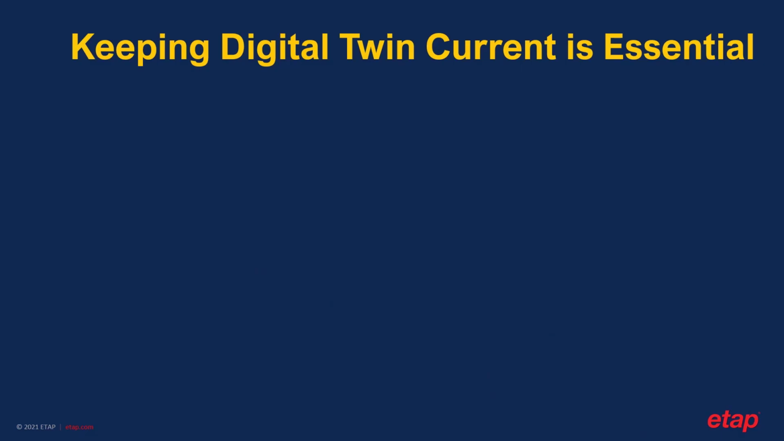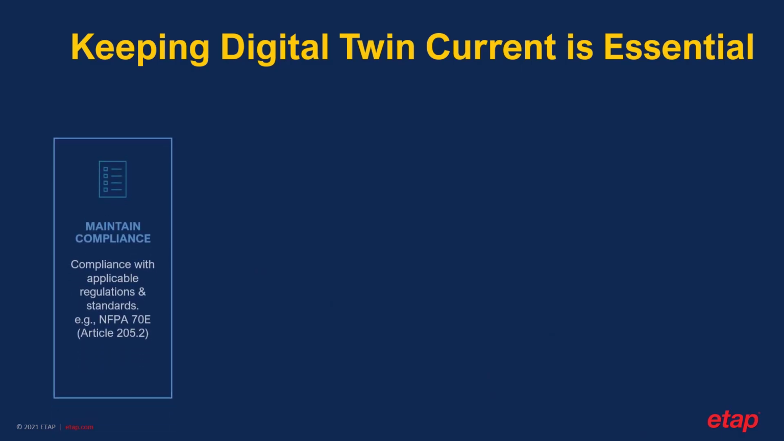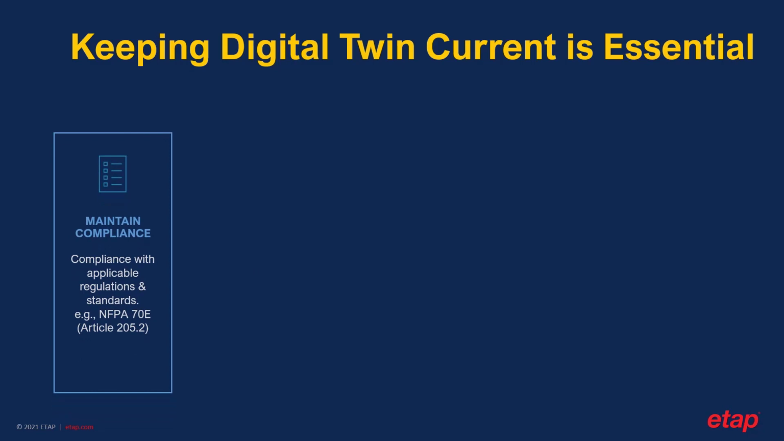Keeping this digital twin up to date and current is very important as part of your digital transformation strategy. And the reason you want to make sure the digital twin and the corresponding single line diagram is up to date is for a variety of reasons. The very first one is to meet compliance or maintain compliance with applicable regulations and standards.